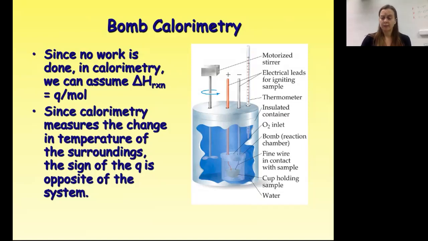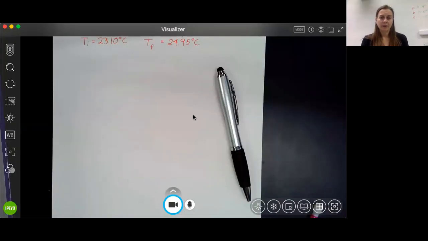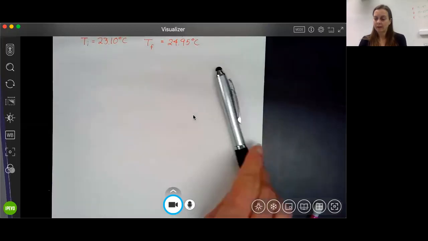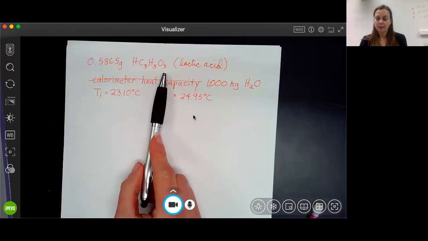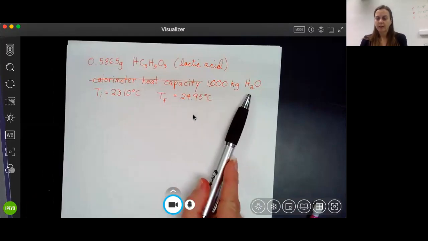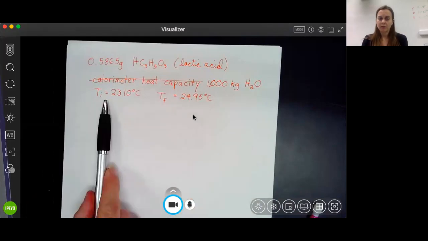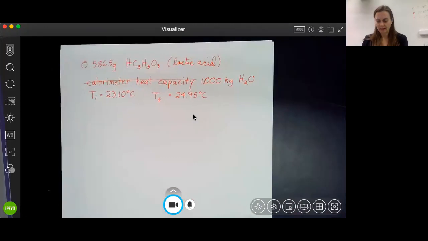So one more practice problem. And we're going to switch screens again. Okay, so in this practice problem, we're told that we have a 0.5865 gram sample of lactic acid, and it is burned in a calorimeter. And our calorimeter contains 1.00 kilograms of water. And the temperature of the calorimeter goes from 23.10 degrees Celsius to 24.95 degrees Celsius. And we're asked to calculate the heat of combustion of lactic acid.